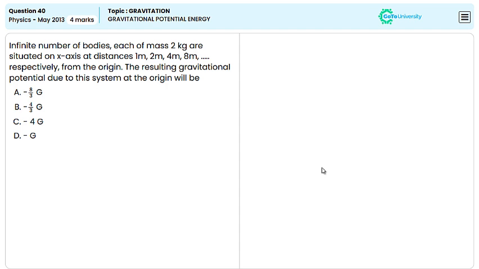This question involves calculating gravitational potential at the origin due to an infinite number of bodies which are positioned along the x-axis at the distances 1 meter, 2 meter, 4 meter and 8 meters. The gravitational potential due to a single mass m at a distance r is given by V is equal to minus Gm by r, where G is the gravitational constant, m is the mass of the body, and r is the distance from the body to the point of interest.